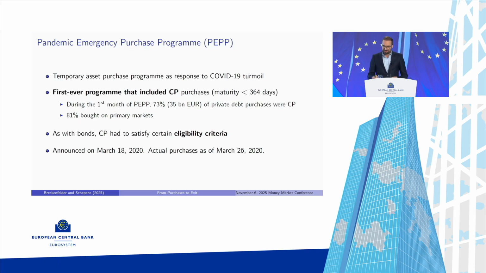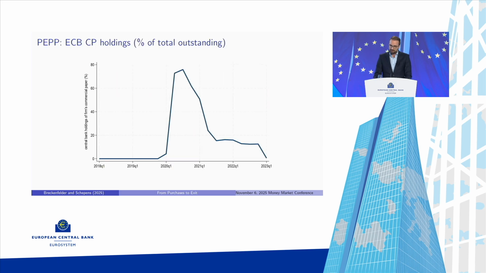And as for bonds, of course, the commercial paper had to satisfy certain eligibility criteria. It was announced on March 18, 2020, and the actual purchases started on March 26. So thinking about what happened to the main investors. So this is the main investor being the central bank, and what you have here, the central bank holdings of firms' commercial paper in percent.